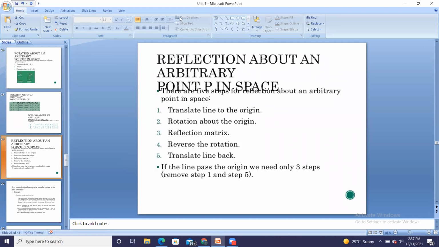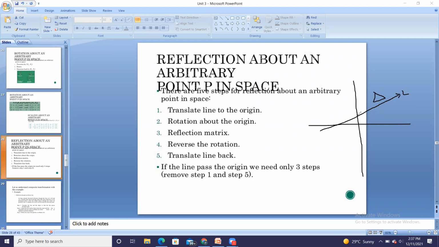If you remember, we have drawn a diagram where the reflection is available only with respect to the x-axis, y equal to x, and y equal to minus x, all lines passing through the origin. But if any random line is there, for example this line, and I have one triangle and want to reflect this triangle with respect to this line, line L, what are the steps to be carried out? That is explained over here.